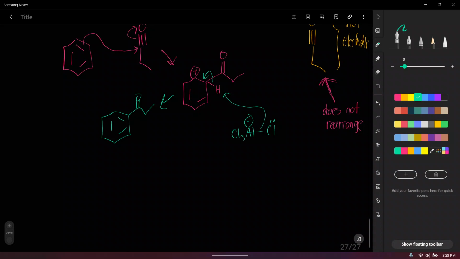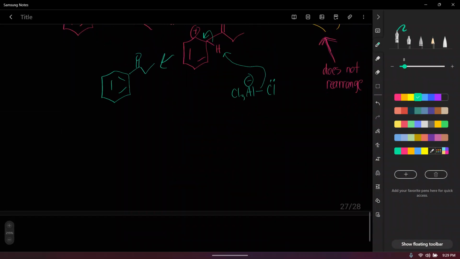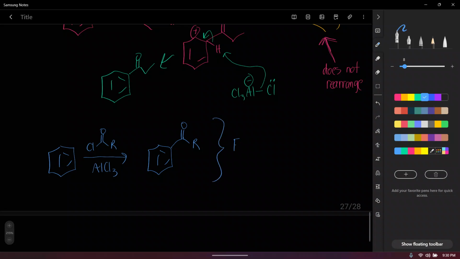So this reaction, just like there was Friedel-Crafts alkylation where we added an alkyl group, this reaction where we add an acyl group, so an acyl group is an alkyl chain with a carbonyl on it. So if I have a benzene ring and I want to turn that into a benzene ring with some R group on it, this reaction in general is called Friedel-Crafts acylation.